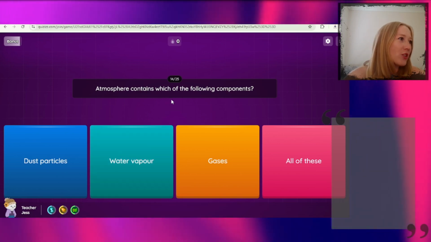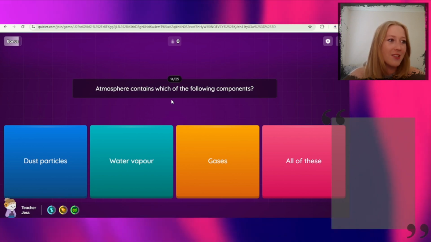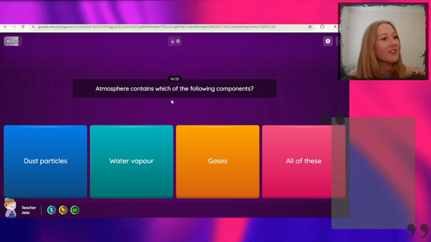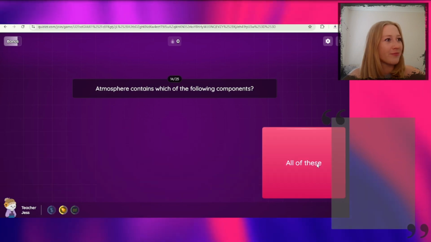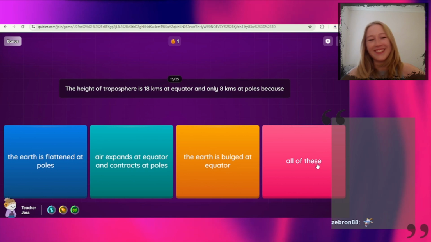Atmosphere contains which of the following components? Dust particle, water vapor, gases, all of these. All of these. Definitely. Yay, okay, I can redeem myself a little bit.